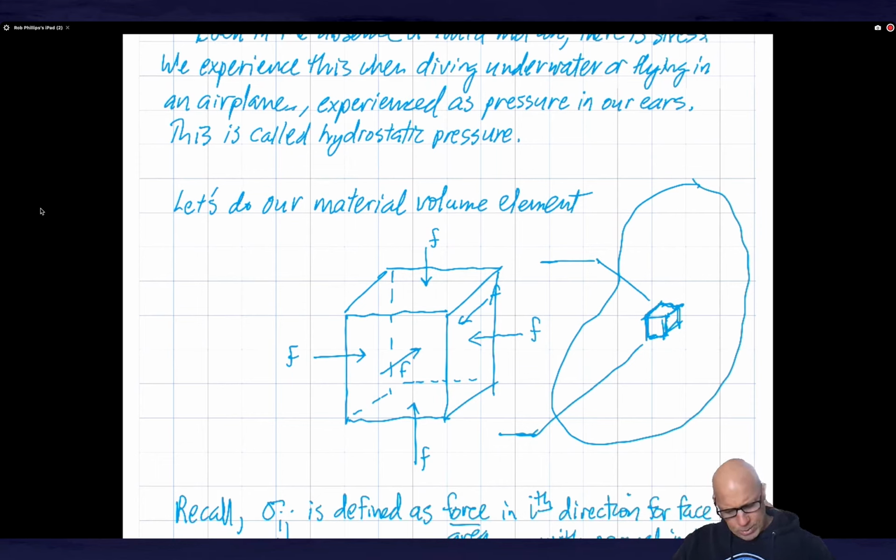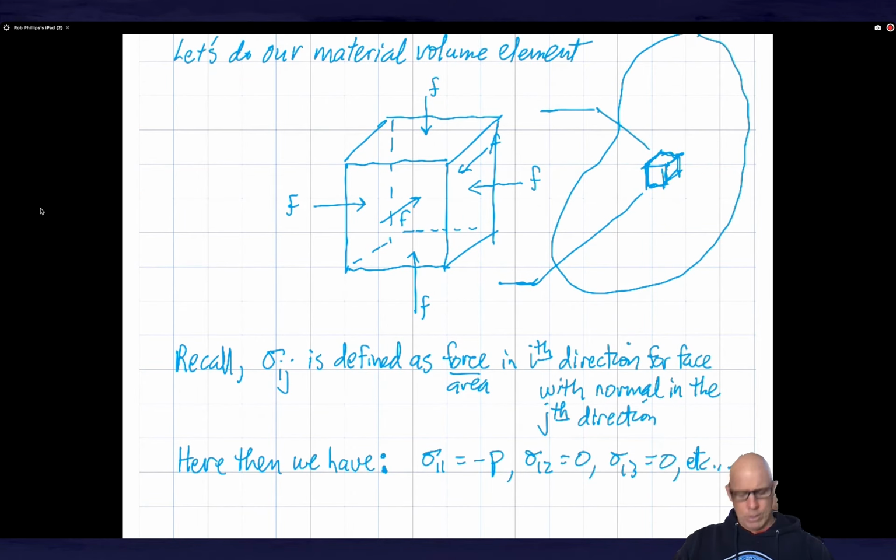Here I show you the conventional potato of continuum mechanics. Here I identify my material volume element. What I'm claiming is that the state of force on the material volume element is described by a series of inward pointing vectors. They're normal to each of those faces. So sigma ij is defined as the force per area in the ith direction for the face with normal in the jth direction. What that means is that, for example, this face over here is a face in the one direction, and the only component of force is going to be in the one direction.